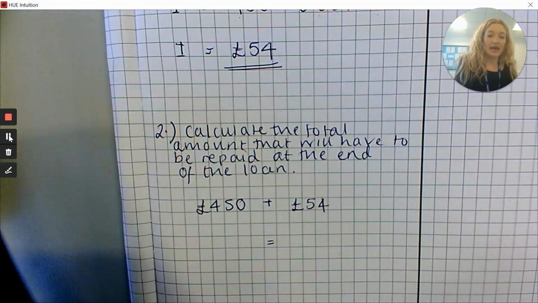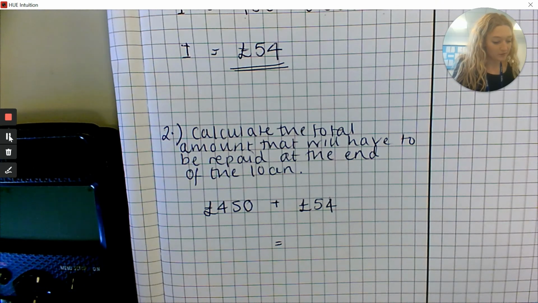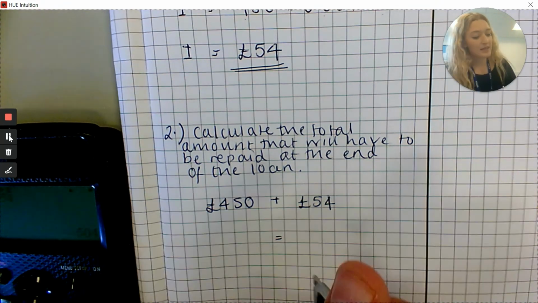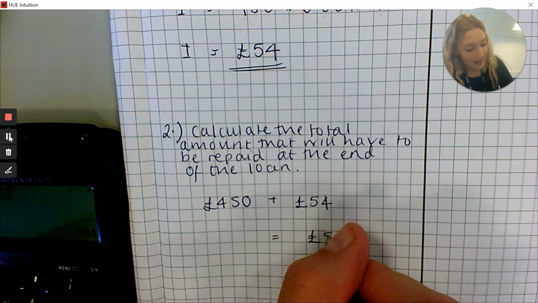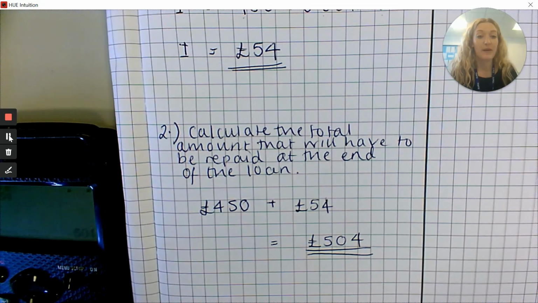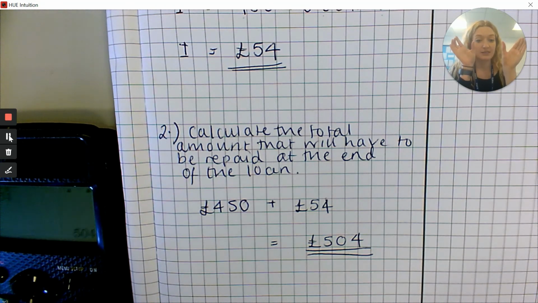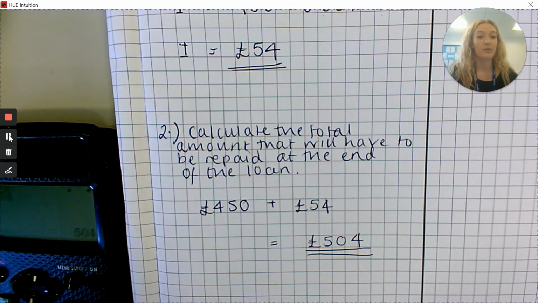And again, you should be able to work that out in your head, but I'm going to type it into my calculator. 450 plus 54 gives me £504, the total that I have to pay back. I pay back the amount that I borrowed and the interest. So copy that down, pausing it now.